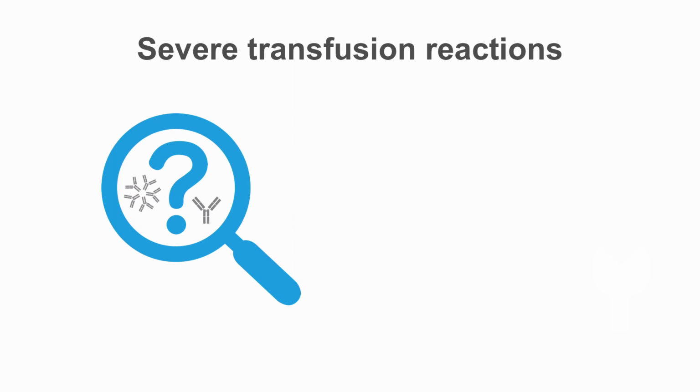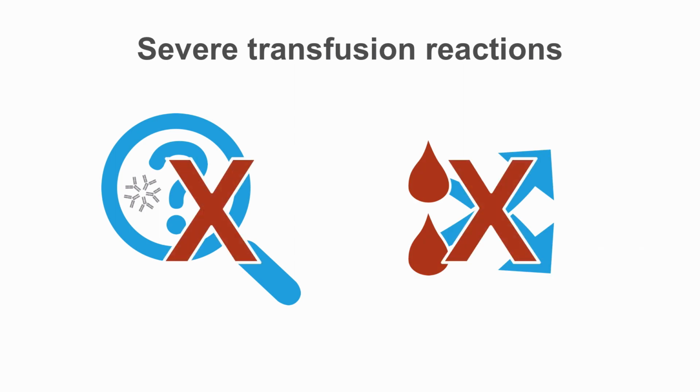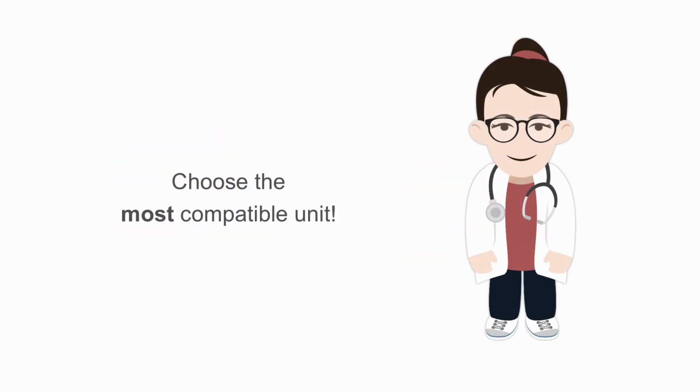Normally, you would uncover these alloantibodies in the antibody screen and eventually in the crossmatch. However, neither of these would be performed in this time-sensitive situation. Nevertheless, it is an urgent, life-threatening situation. You don't have time to be afraid. The best you can do is to choose the most compatible unit based on the information you do have.